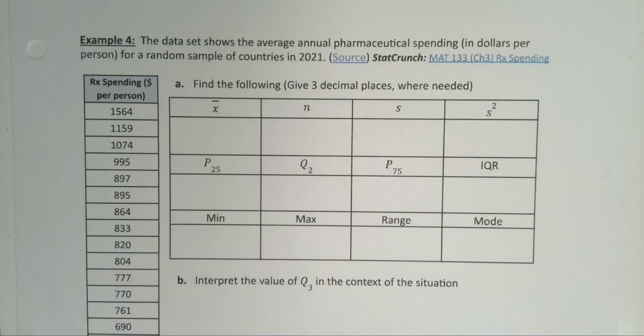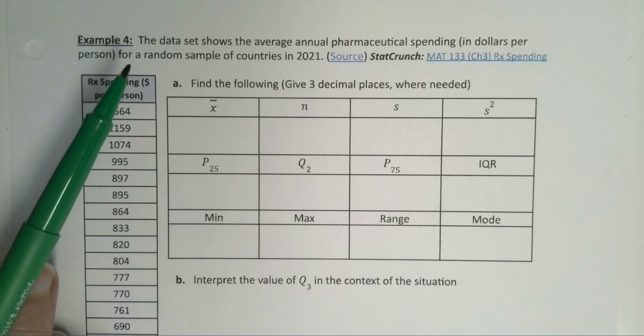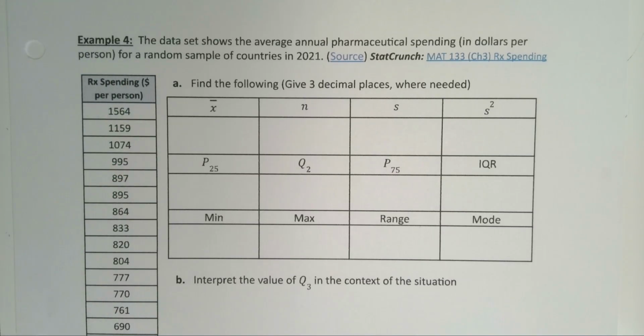So this data set shows the average annual pharmaceutical spending, in other words, spending on prescription drugs, in dollars per person for a random sample of countries in 2021. Now we have to find all the following. But before we go off and do that, we kind of need to know what all these things are.